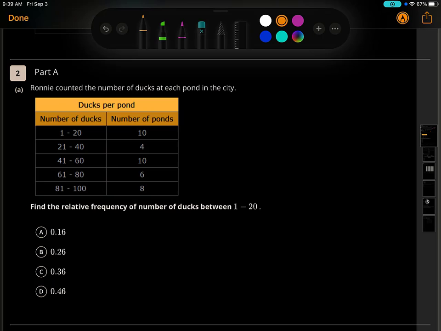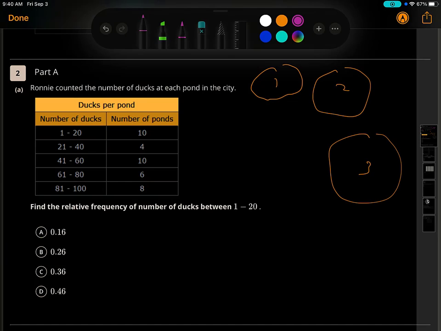Question number 2, part A. Ronnie counted the number of ducks at each pond in the city. So he goes to a pond, and let's just say in pond number 1, he finds 17, and then over here was 26, and then over here was 99 ducks. So the 17 would probably go into this bin, and then the 26 would go into this bin. Does that give you an idea what's happening here? And the 99 there would go into that bin.